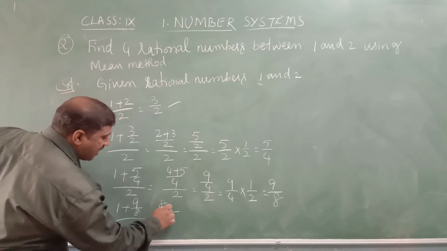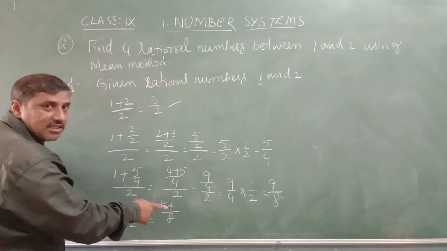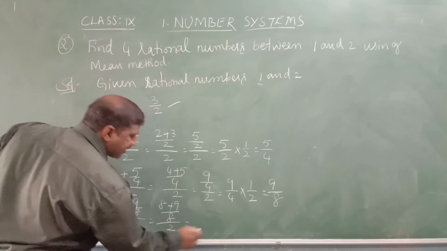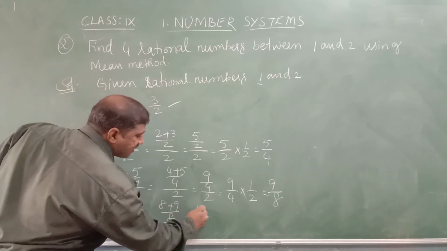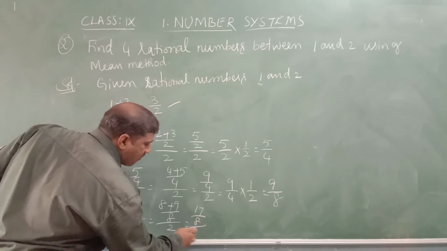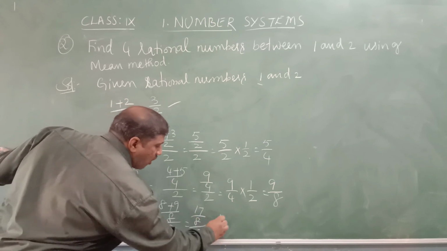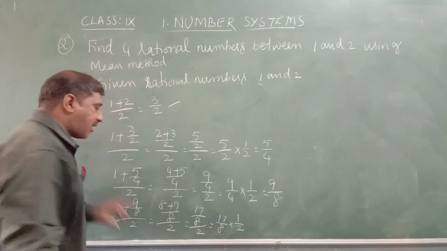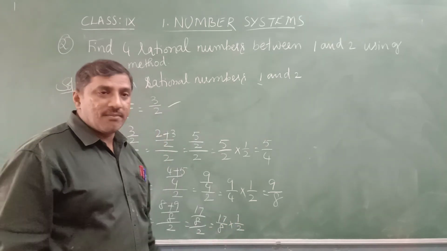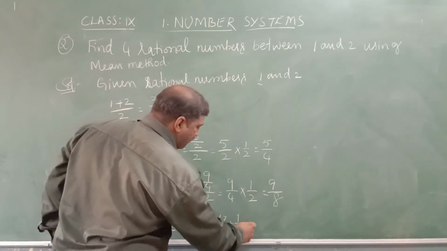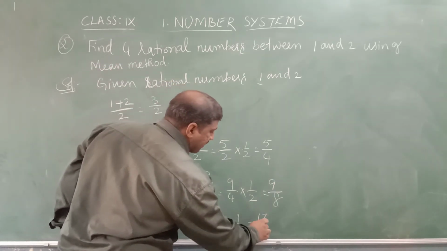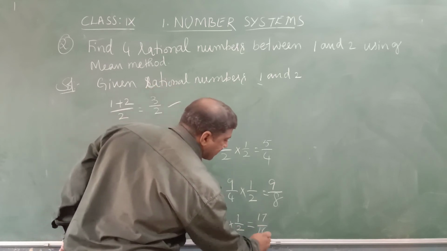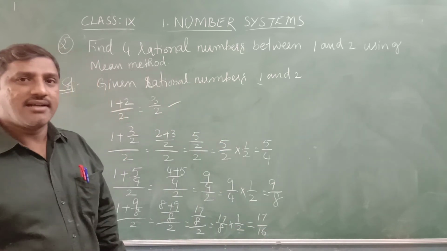Now the LCM for these numbers is 8. 1 eights are 8, plus 8 ones are 8, 1 into 9 is 9 over 2. That is equal to 8 plus 9, 17/8, divided by 2. That is 17/8 multiplied by the reciprocal of 2, that is 1/2. Now multiply 17 into 1, 17, divided by 8 into 2. 8 twos are 16. So 17/16.